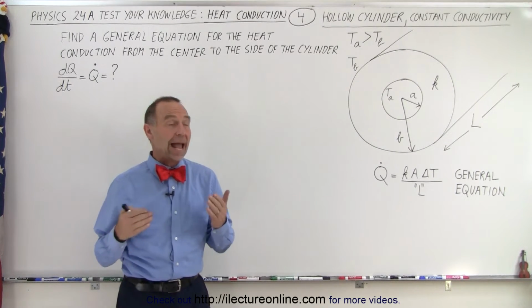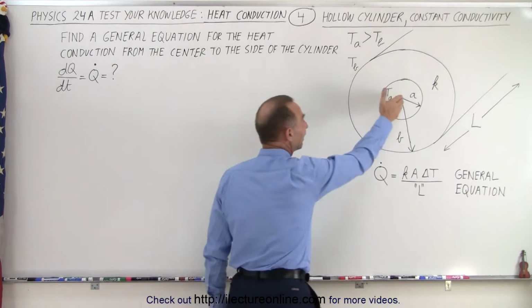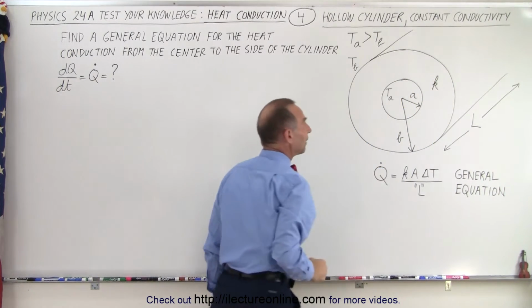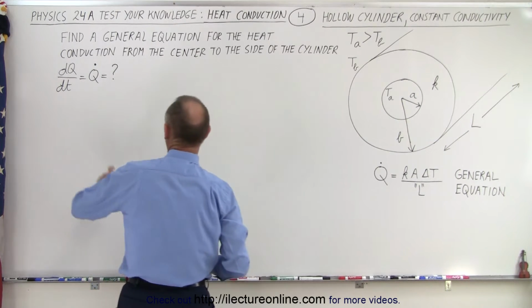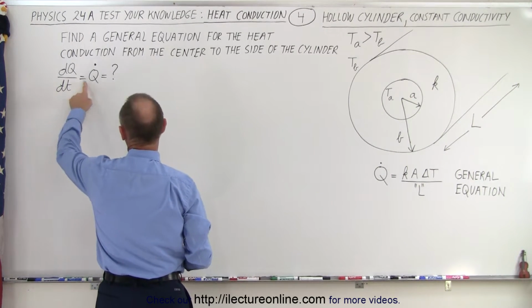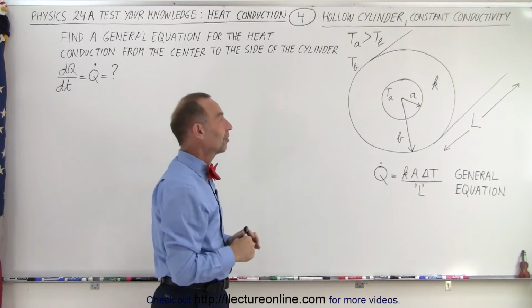In this video, we're asked to come up with the general equation of the heat flow from the inside to the outside of a cylinder. And so what we're going to do here is find what we call Q dot, which is the same as dQ/dt, the amount of heat flow per unit time through the sides of the cylinder.